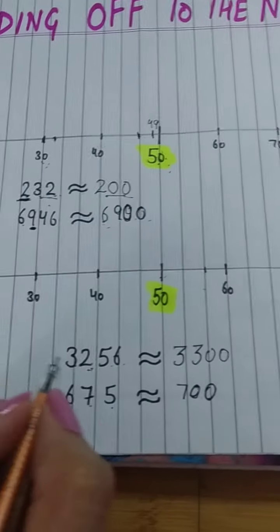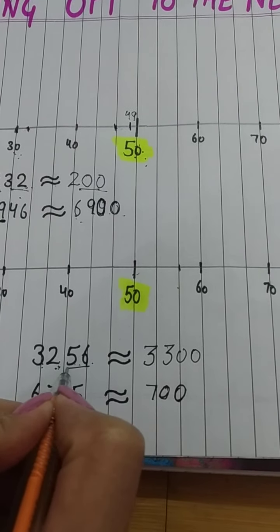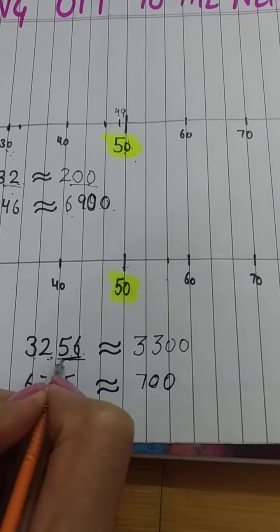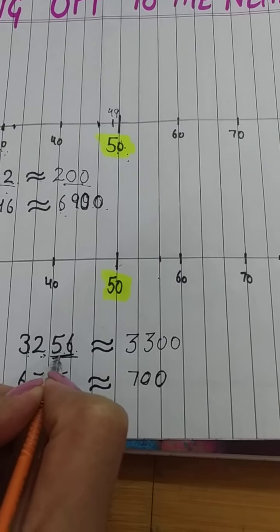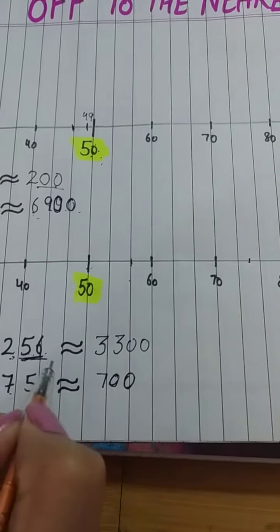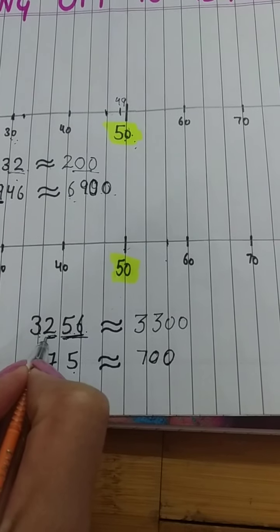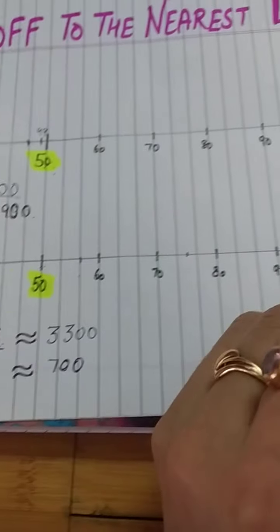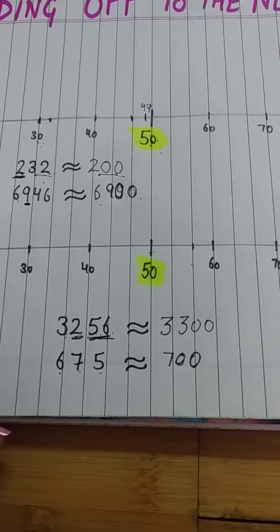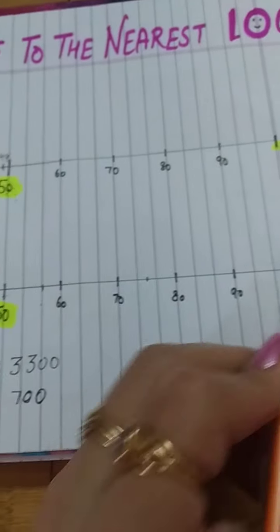See, for example, 3256. Now we have to observe 56, the tens value. It is bigger than 50. So it will round off to the upper 100. And what will be the upper 100? Here we write 200, here we write 300. So it will go to the upper 100, 300.